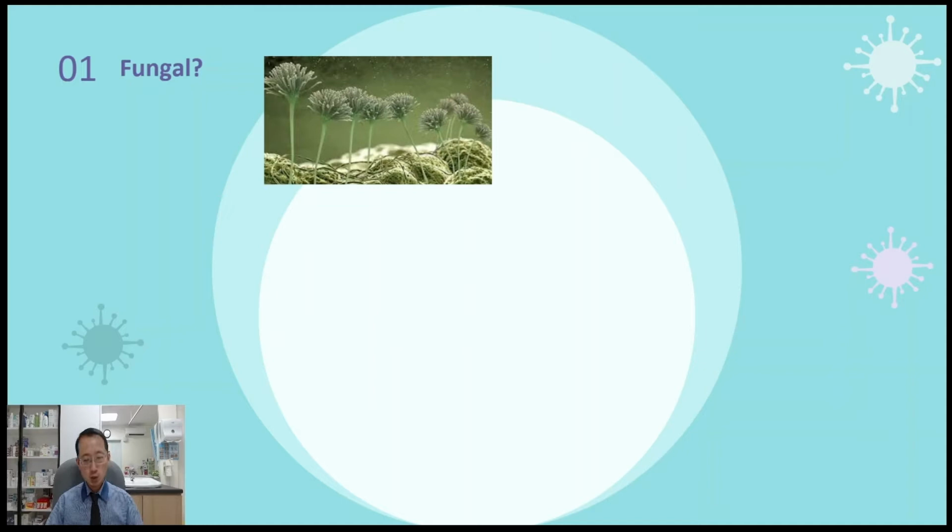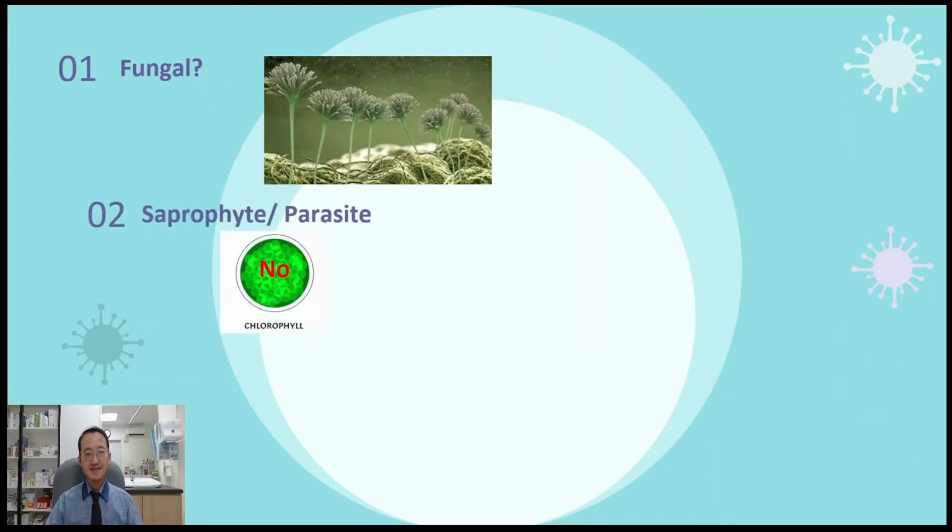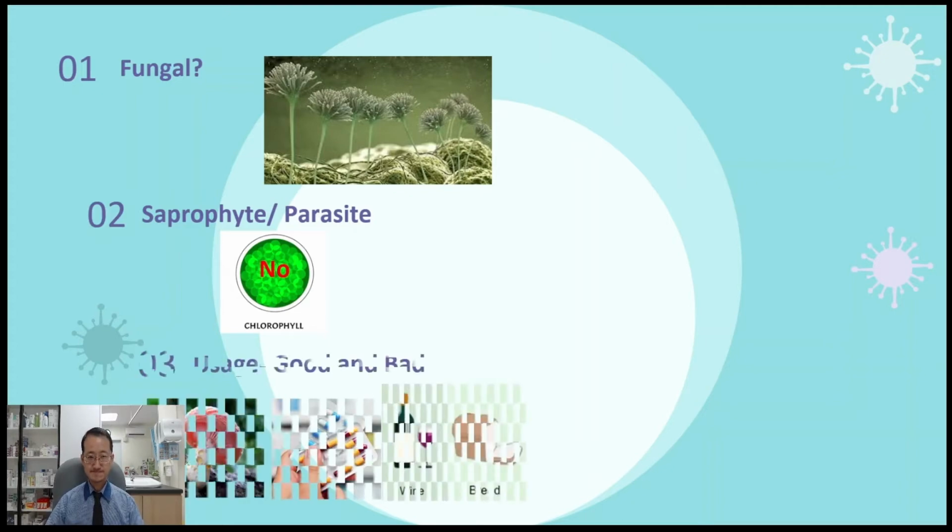Fungus is a microorganism that lives as a saprophyte or parasite. What it means is that fungus does not contain chlorophyll. They cannot photosynthesize. This means that fungus lives on either dead cells or living cells as a parasite. They digest the living or dead cell to produce energy.